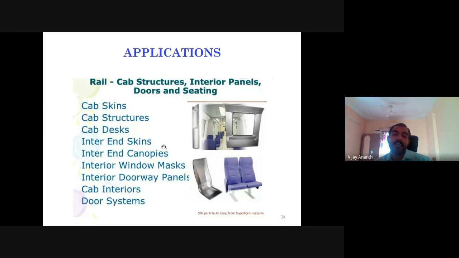In the train, many components are made with superplastic forming. That is cab skin, cab structures, inner end skin, inner end canopies, right? Cab interiors, door systems. There are so many components which are all made with superplastic forming.